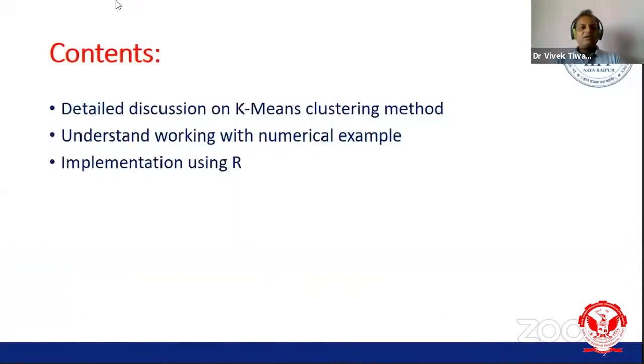So first, let me explain what I'm going to cover throughout this session. Basically, I will put more focus on 3 points. First, I will start discussing the k-means clustering that comes under descriptive data analytics. I will also explain k-means clustering through a numerical example, taking all the distance functions into consideration. And last, I will try to demonstrate how you can use k-means clustering for descriptive analytics. For that purpose, I will use the platform R.